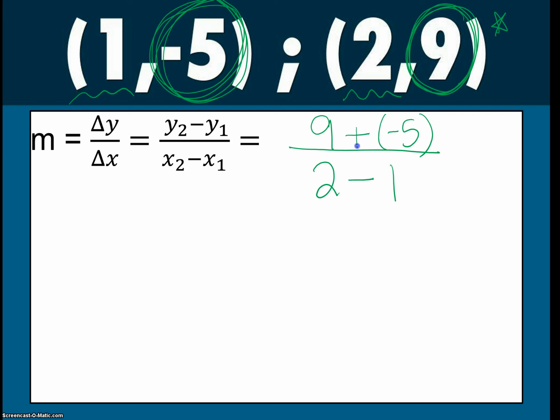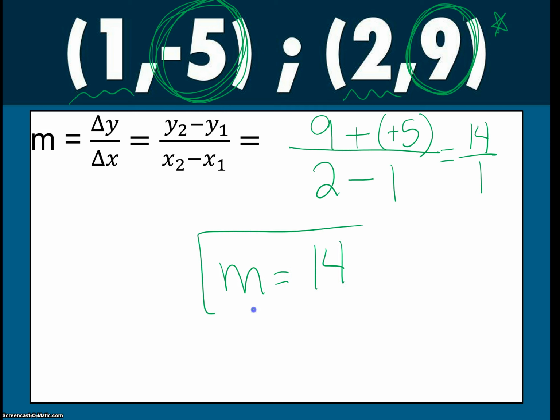So in this case, I'm going to add the opposite. So I get 9 plus 5. I get 14. And 2 minus 1 is 1. I can reduce this to get a positive slope of 14. It's a whole number. Slopes can be written as whole numbers or fractions. So my slope is 14. If I were to graph this, I'd have to go over 14 and down 1. Rise over run. So up or down 14 and over 1.